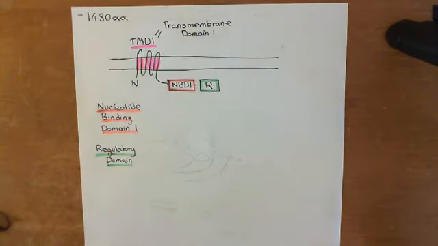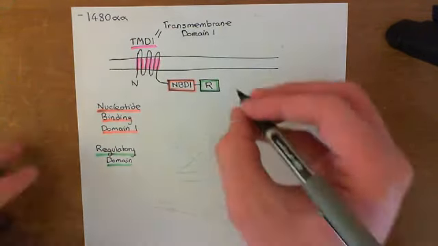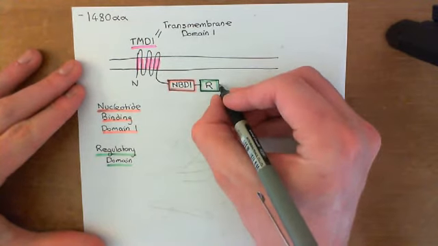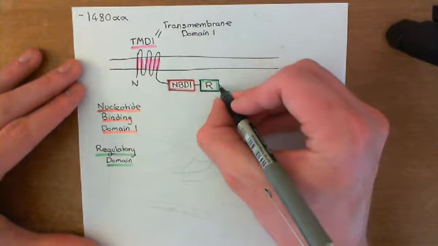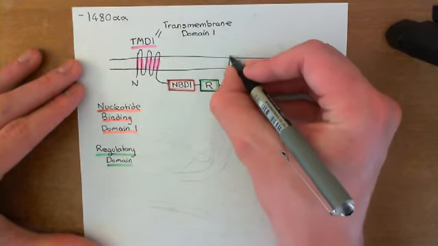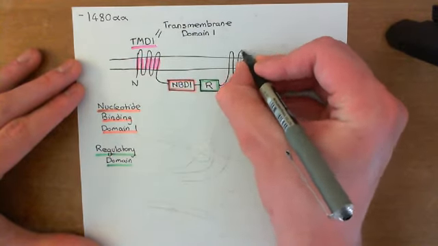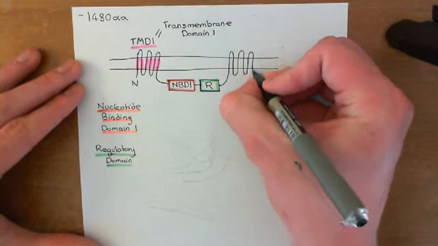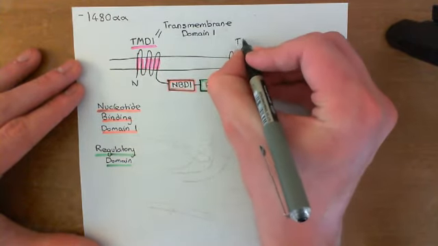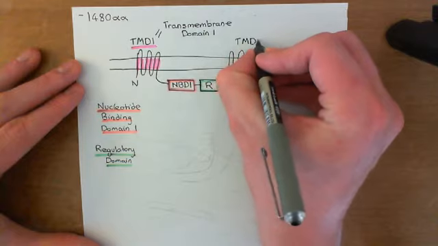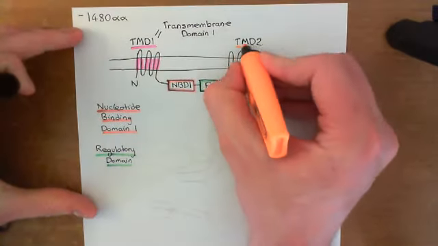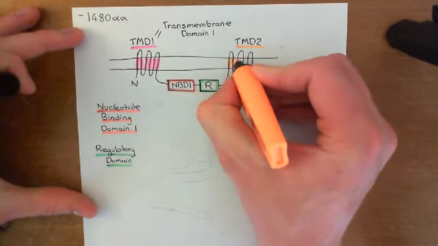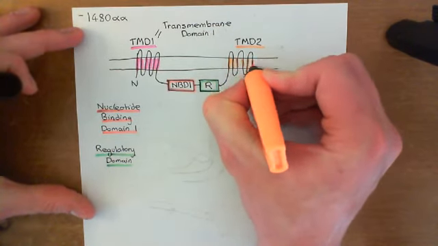Okay, right. Then after the regulatory domain, and again we'll see the function of the regulatory domain later on, you're then going to have transmembrane domain number 2, which will have, again, 6 membrane spanning alpha helices. So this is transmembrane domain TMD number 2. So I think we'll colour in transmembrane domain number 2 in orange here.